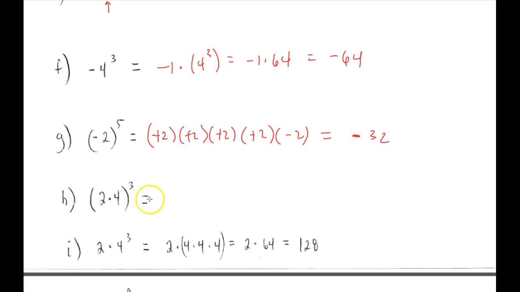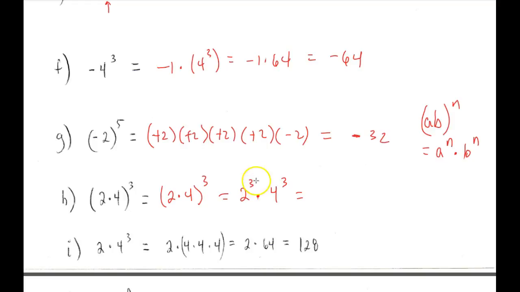And for H, we see that we have 2 times 4, all that raised to the 3rd power. Now, if we remember from one of our exponential rules, we could rewrite this as a raised to the n times b raised to the n. So here we could do 2 cubed times 4 cubed. 2 cubed is just 8 because that's 2 times 2 times 2, and 4 cubed is 64.